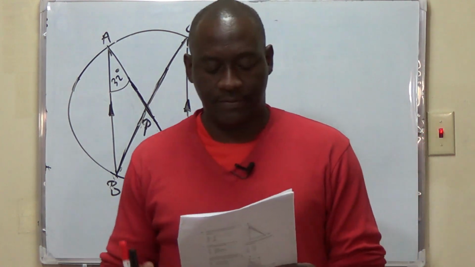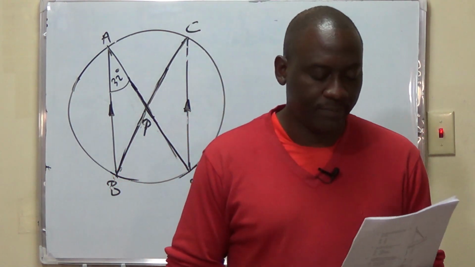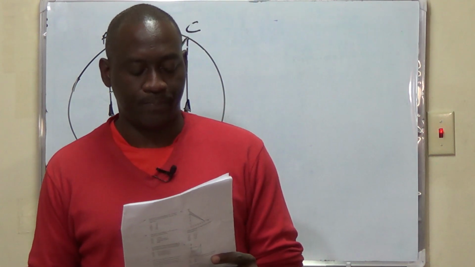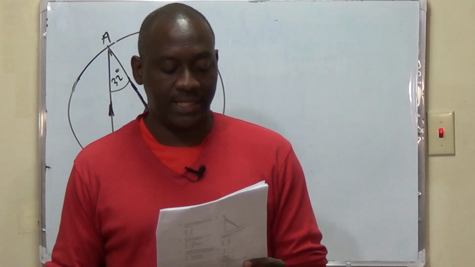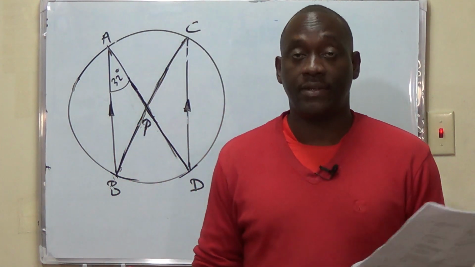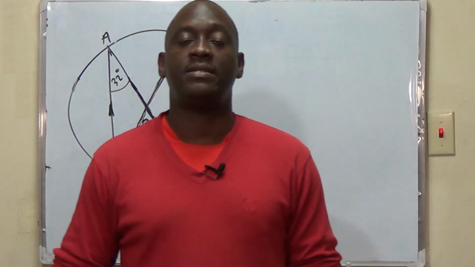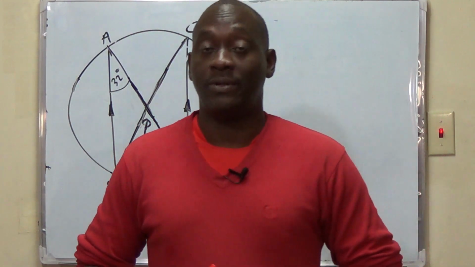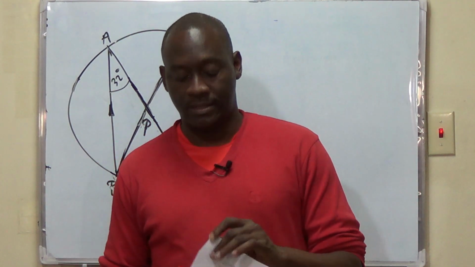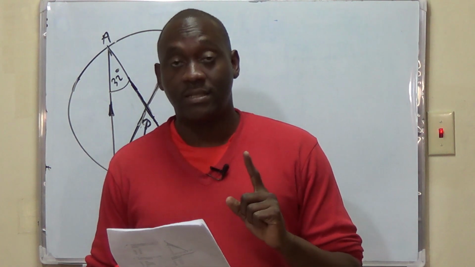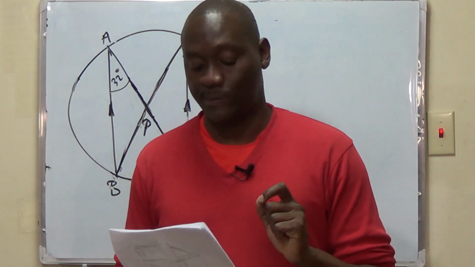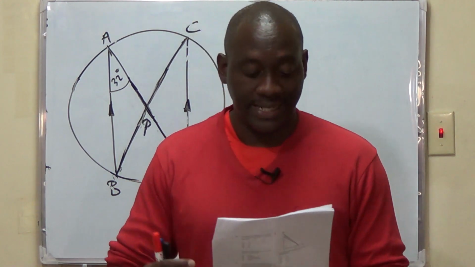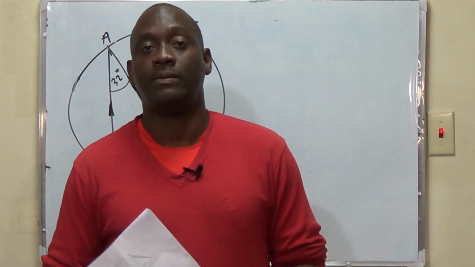In the figure above, AB is parallel to CD and angle BAD is equal to 32 degrees. Angle APC is equal to, and I have 4 choices, A, B, C, and D. Now the first thing I want to point out about this question is that unless explicitly stated, do not operate under the assumption that P is the center of the circle.